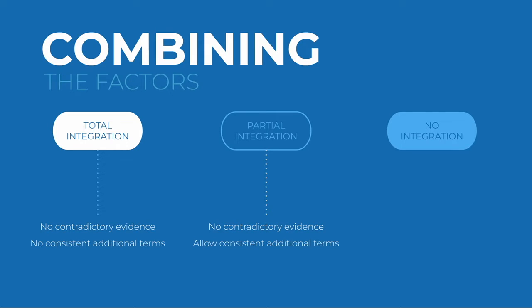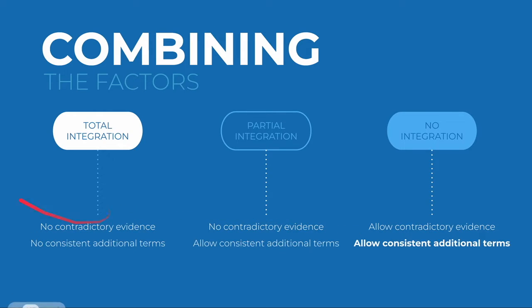If the court says that's not integrated at all, meaning that writing wasn't intended to be a final expression of anything, then all bets are off. We're on the total opposite end from total integration. Everything's coming in. You can contradict it and you can add consistent additional terms, because we don't think the writing needs to be treated as sacrosanct. It's nothing special. There's nothing about it that is particularly worth any weight. So we would allow the evidence to come in.